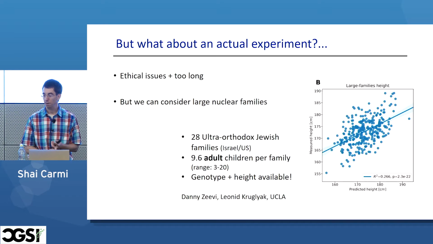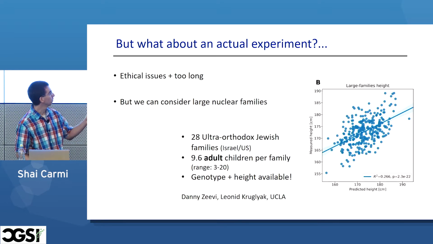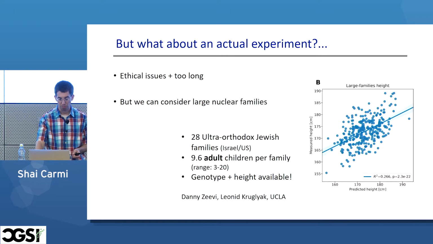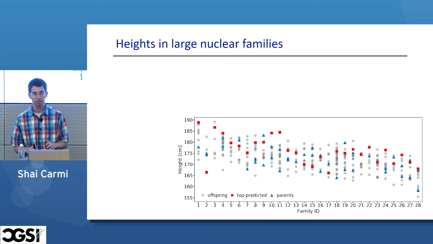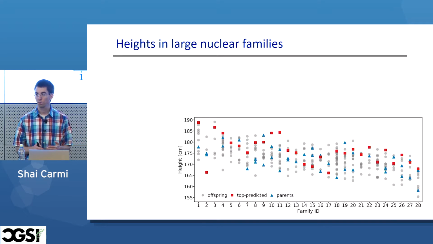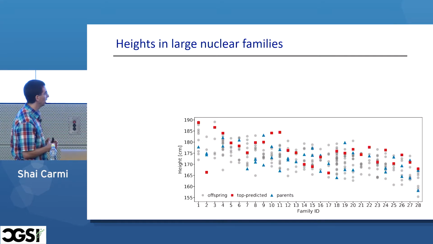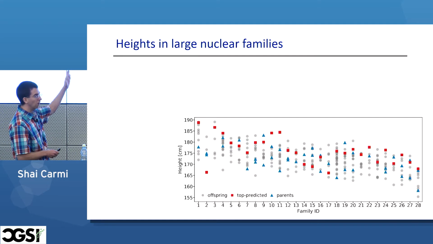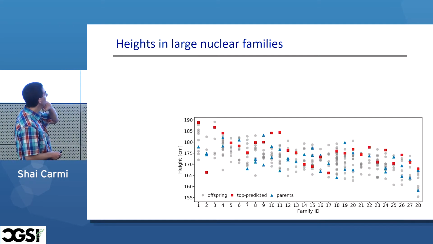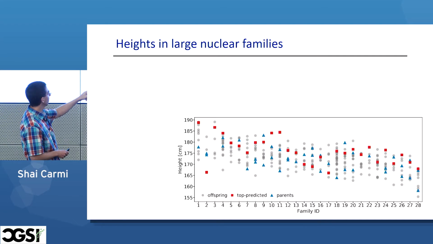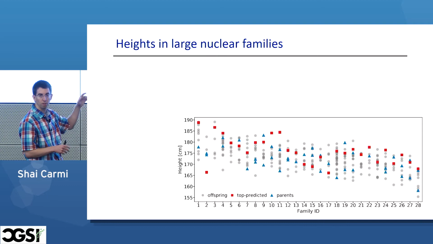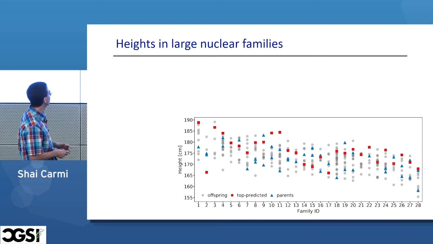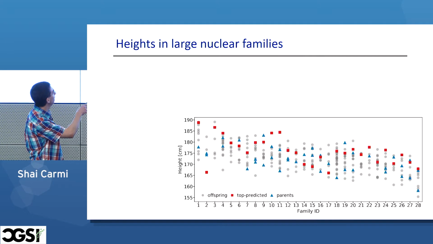We have height and genotype for those individuals, and we can predict height with about the same accuracy as before. There are some figures which I have if you want to see later, but the key figure is this one, because it really demonstrates what's going to happen if you do selection for height. So let me walk you through this. Each column here is one family. There are 28 families, and the gray circles are the heights of the offspring, all shifted to male height, adjusted for age and so on.